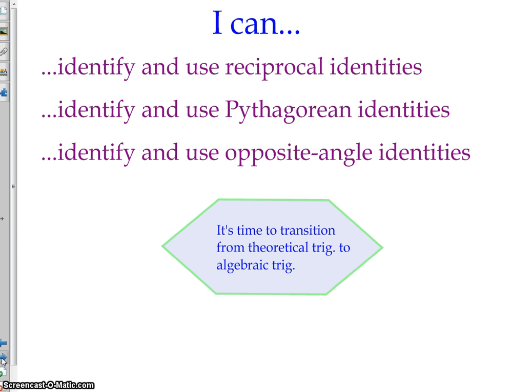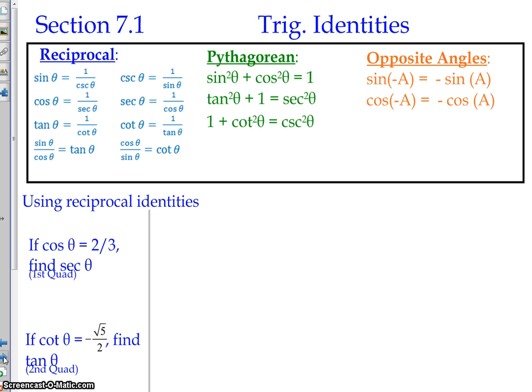We're going to identify and use the reciprocal identities. We're going to identify and use Pythagorean identities and identify and use the opposite angle identities. And we're going to talk about that. It'll come clear in a little bit, probably more in the next video, the opposite angle identities.